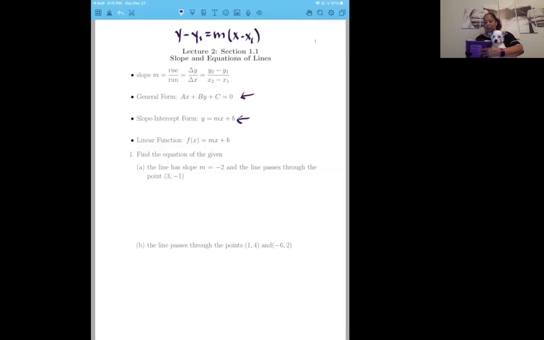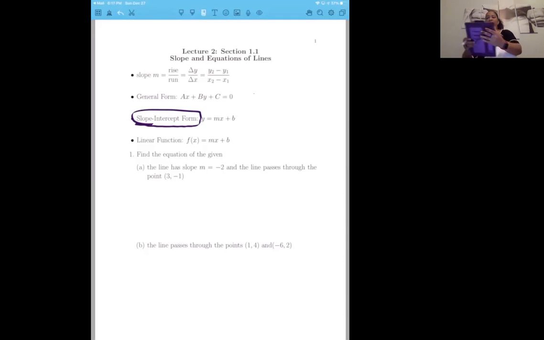I typically will always write in slope-intercept form because that's what's going to give me the most information, right? It's going to give me my slope and it's going to give me my y-intercept. I included the general form just because my math lab sometimes asks you for that form. So we're just going to talk about different ways of finding the equation of a line.